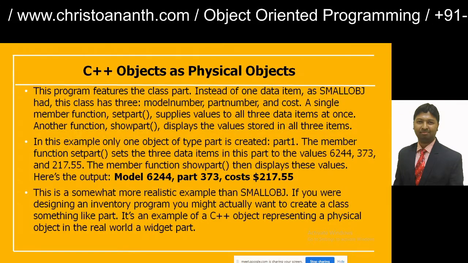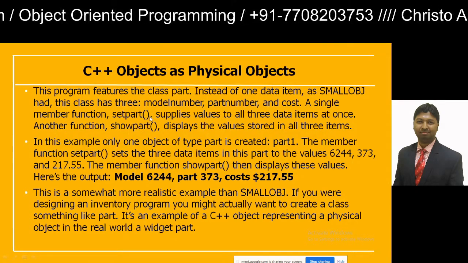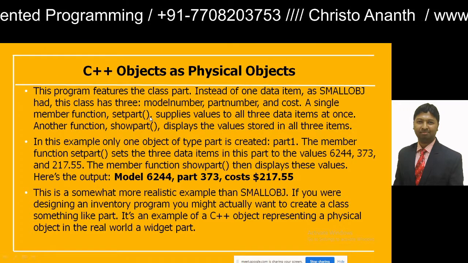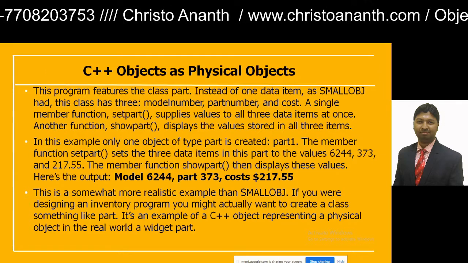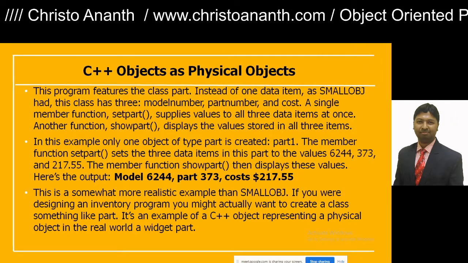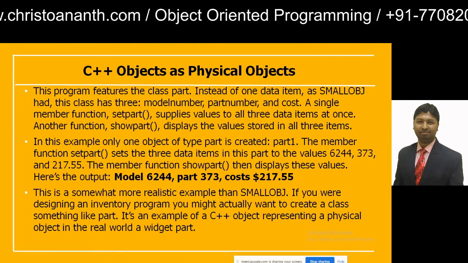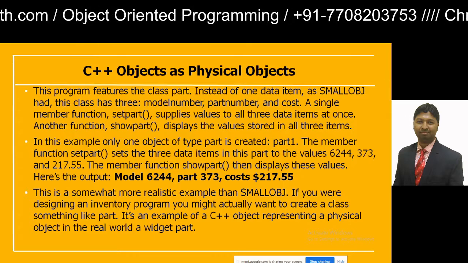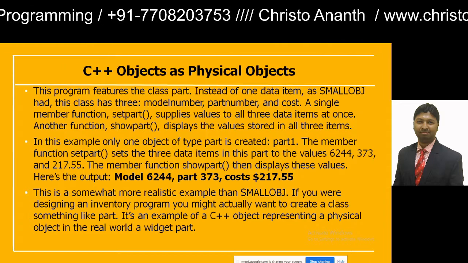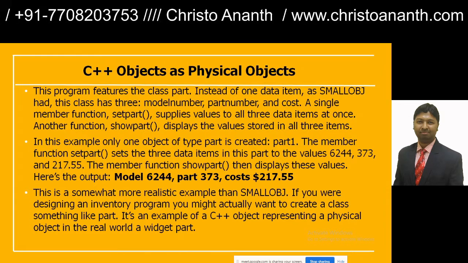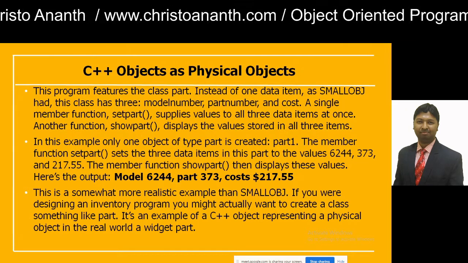Whenever you go with this small object class, we will have model number, part number, and cost. A single member function, setpart, supplies values to all three data items at the same time. Similarly, showpart displays the values stored in all three items. Only one object of type part is created, which is part1, with 6244, 373, and 217.55. Whenever you call showpart, it displays the values.